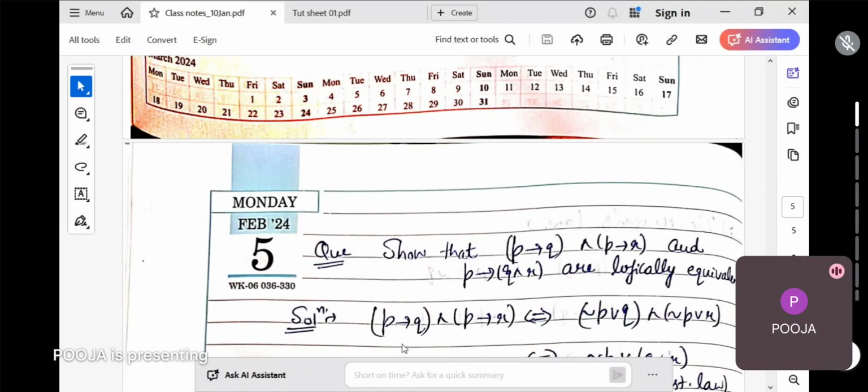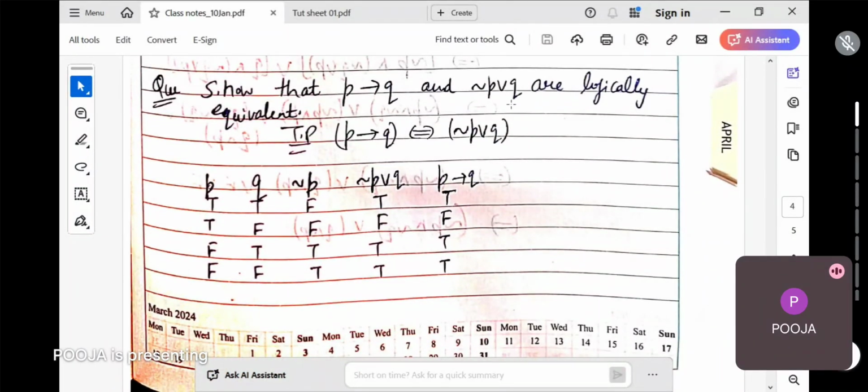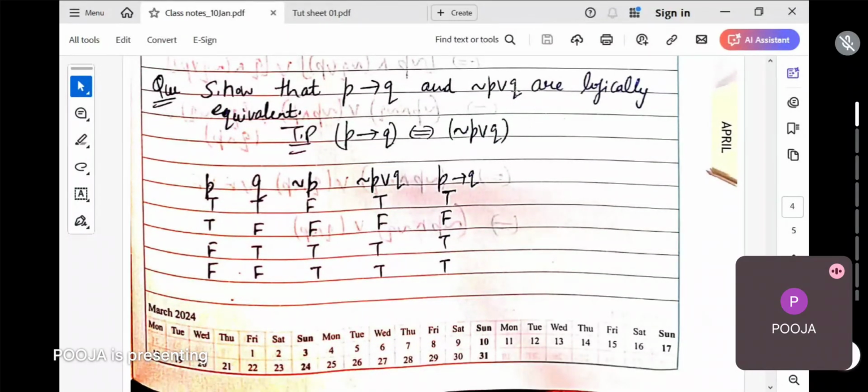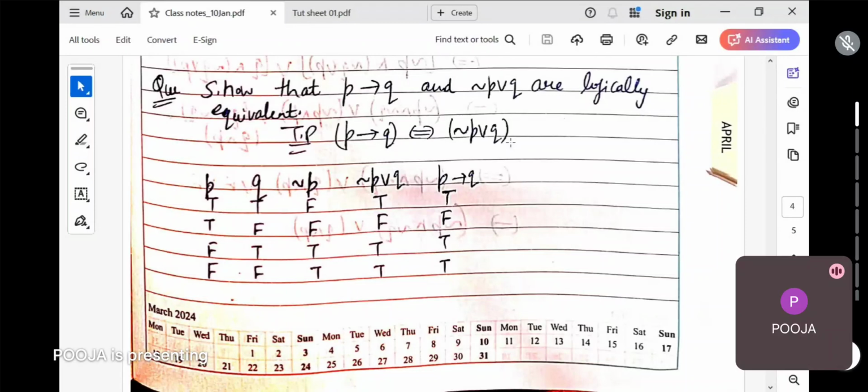Now, if you remember, I have shown that P implies Q is logically equivalent to negation P join Q. This is very important. Whenever you get any question about a conditional statement, you will have to use it. Without that, you will not be able to apply any law, because on conditional statements we don't have any law. All the eight laws are about disjunction and conjunction. So firstly we will have to convert the conditional statement into a disjunction. So P implies Q is logically equivalent to negation P join Q.